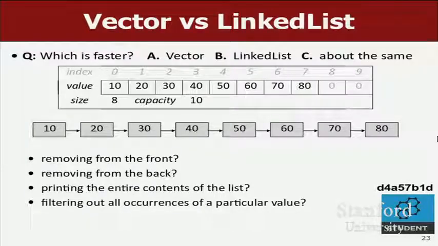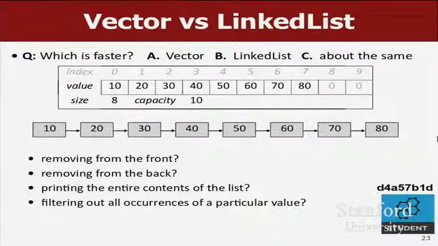Which one of these collections do you think is faster for these given operations? A for vector, B for linked list, C for about the same. We're going to go fast here, so just give me your first 5 or 10 second thought answer. Removing from the front of the collection, which one's faster for that? Vote A, B, C. Or if you want to raise a silent protest, you can vote D or E. Remove from the front. Who's faster?